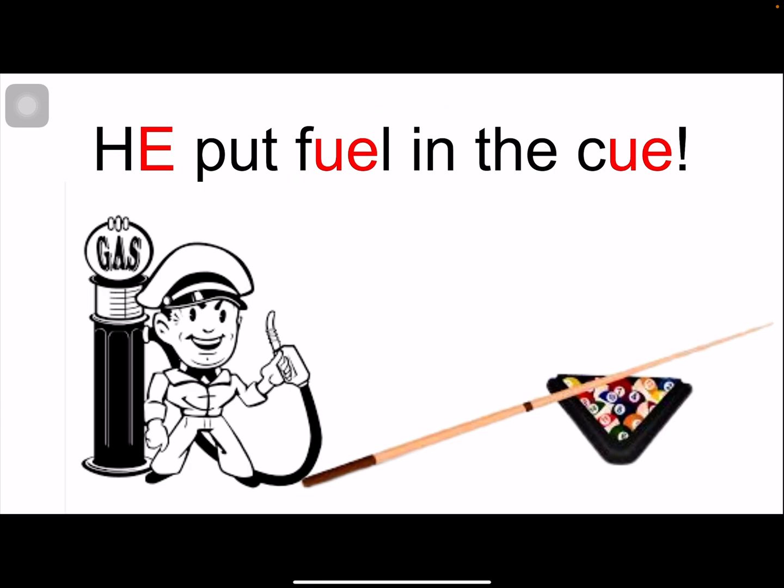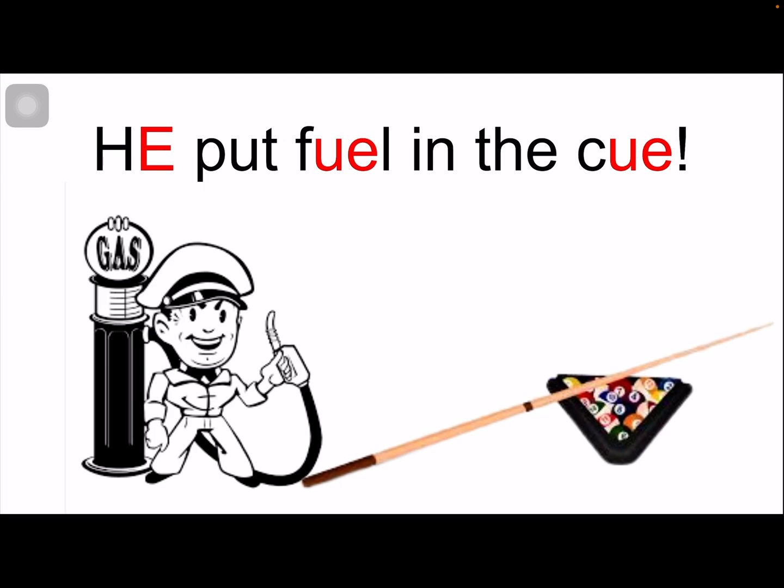The next words: he put fuel in the queue. So I have the E here really nice and big, to remind us that we're using the UE to spell the U sound. Fuel is gas or coal or something that you burn that creates energy. And a cue is this stick here that's used to play pool. A cue can also be a signal that you're supposed to do something. Like if I say your cue to go on stage is when I say go, then you go. So a cue can be the stick used in playing pool, or it can be a signal to do something.